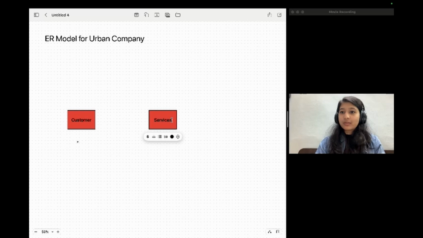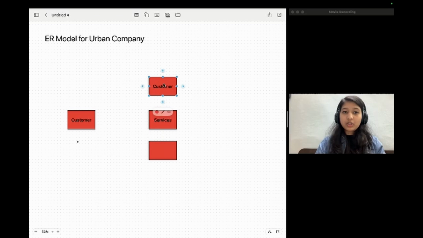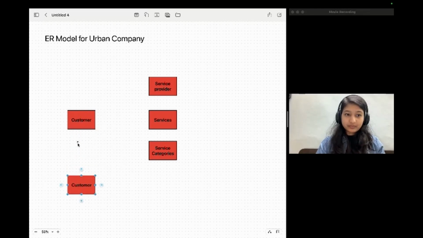And services should be provided by some service provider. Who will provide us the services, and from where can we choose services, right? And customers should also provide feedback, right? Feedback should also be one of the entities.